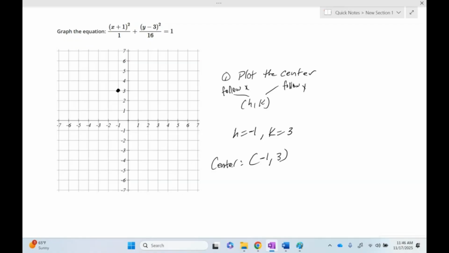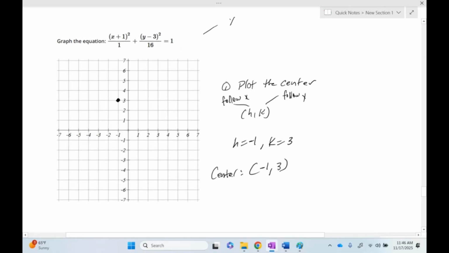Okay, now there's a formula way to do this, and there's also a less advanced way to do it. So we're going to do it the less advanced way and stay away from the formulas just to save time. But notice I plotted the center. Notice that if you look at the model forms, the largest number is underneath the y variable. So this thing is going to have a vertical major axis. So if we put this in standard form, it's x plus 1 quantity squared over 1 squared plus y minus 3 quantity squared over 4 squared.